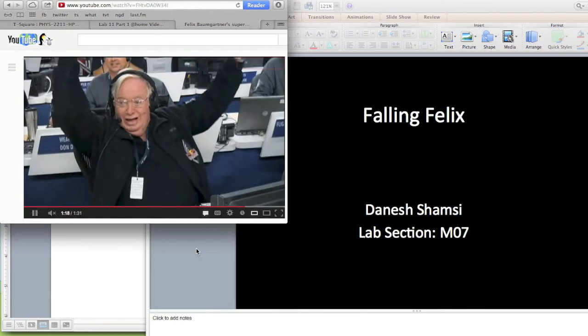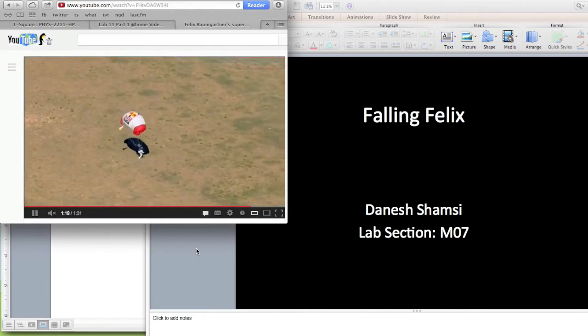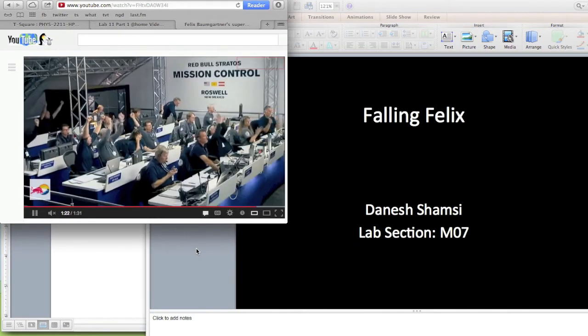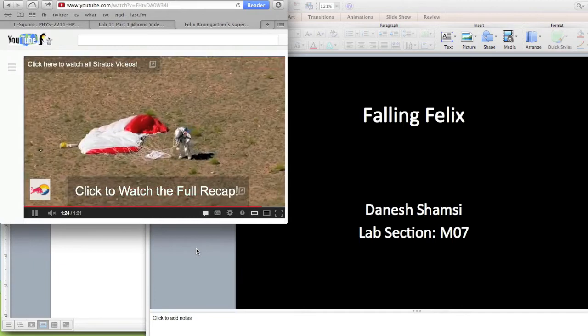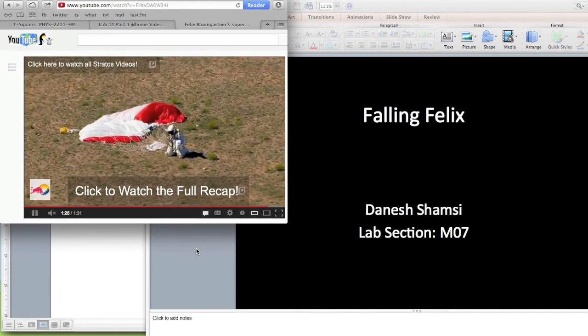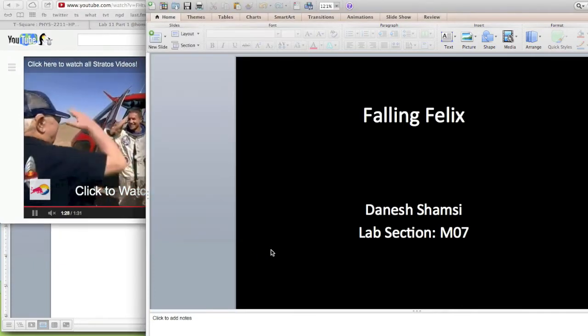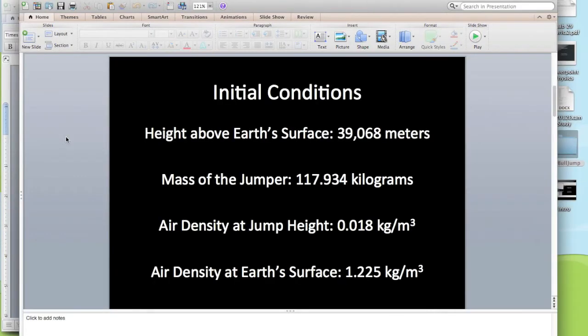Due to our knowledge from the previous lab, we know that Felix would reach a terminal velocity, that is, his maximum downward velocity. This happens because the force due to drag is equal to the force due to gravity, thus causing a net force equal to 0.